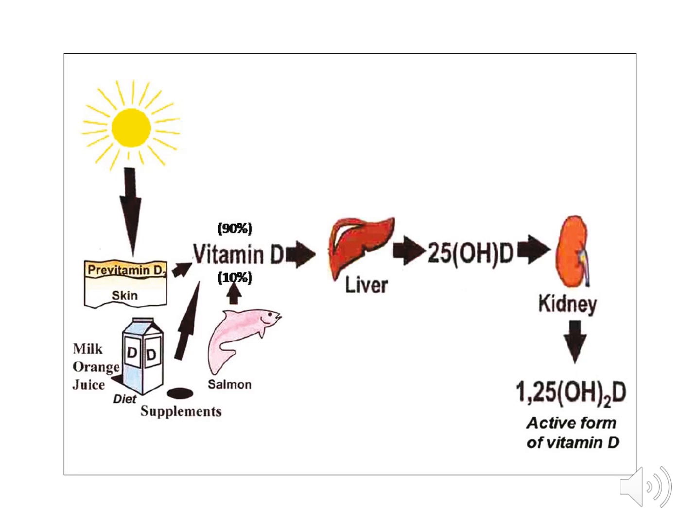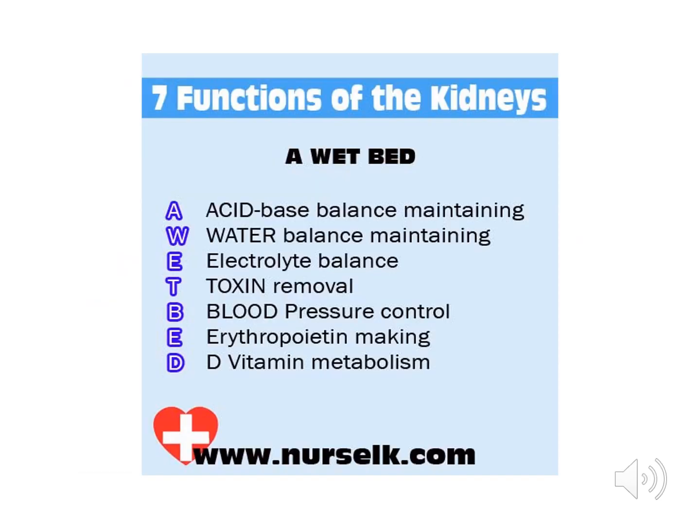And why do we need to activate vitamin D? Why do we need vitamin D? Because it helps you absorb calcium, right? That's the reason why we add vitamin D to milk, because milk has calcium and we need the vitamin D to help you absorb the calcium. So kidneys are involved in activating vitamin D and regulating calcium balance.